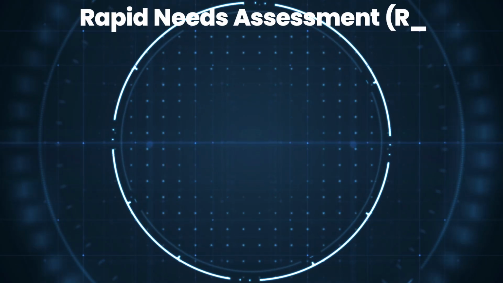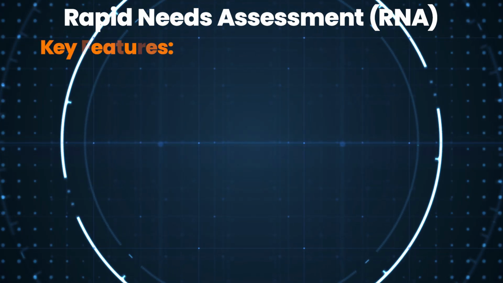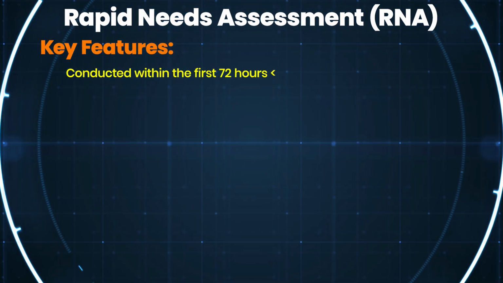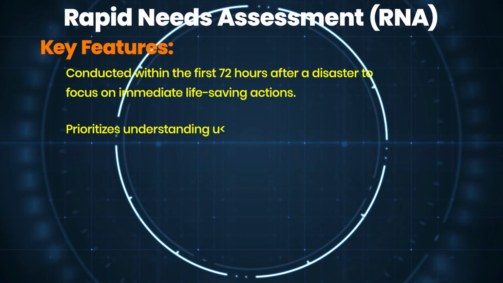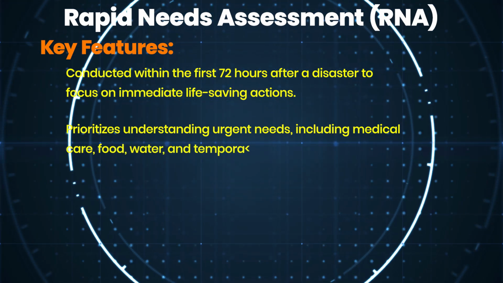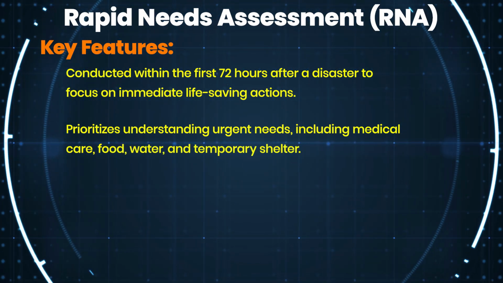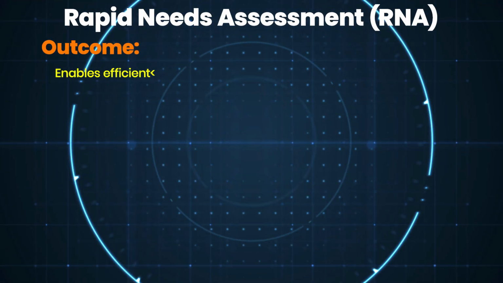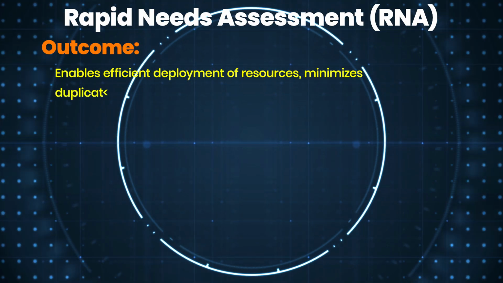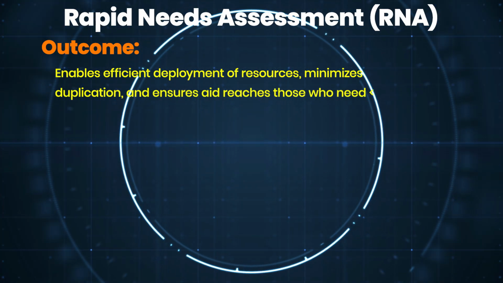Then comes rapid needs assessment. The key features are: number 1, conducted within the first 78 hours after a disaster to focus on immediate life-saving actions. Number 2, prioritizes understanding urgent needs including medical care, food, water and temporary shelters. Then comes data collection methods: on-site survey, interviews with the affected communities and remote sensing technologies. Use of GIS to assess hard to reach or inaccessible areas.